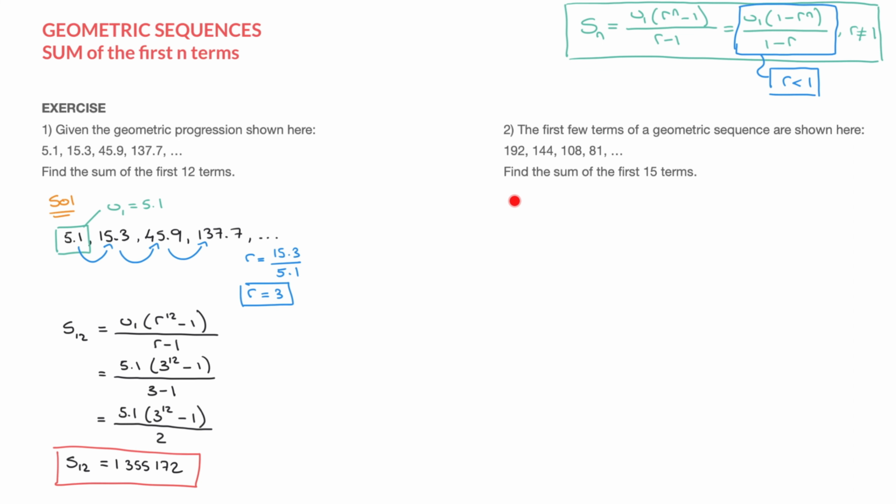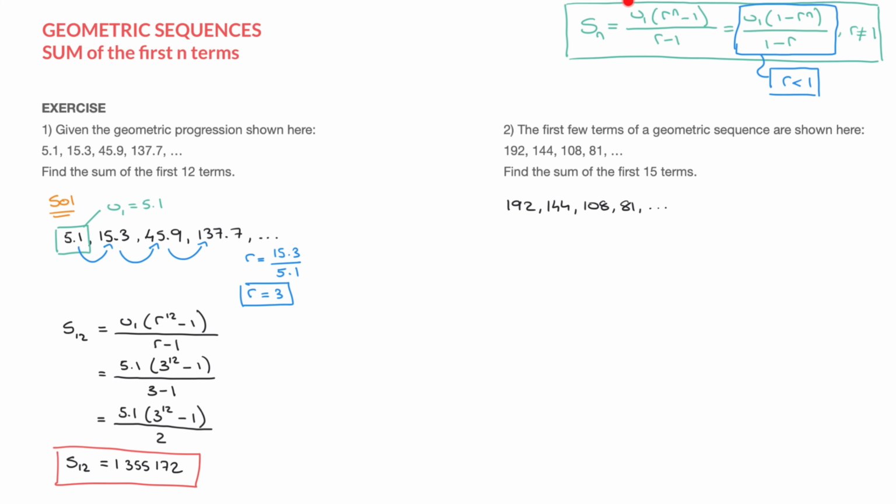For the second example we see here, we're told the first few terms of a geometric sequence are shown here. We have 192, 144, 108, 81, and the sequence goes on forever. And we're told find the sum of the first 15 terms. Okay, well, just as I did for the first example, I'll start by copying those terms. That's 192, 144, 108, and 81. And of course the 3 dots that tell me that it goes on forever.